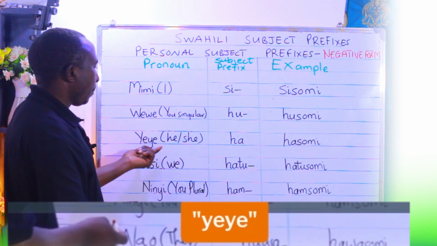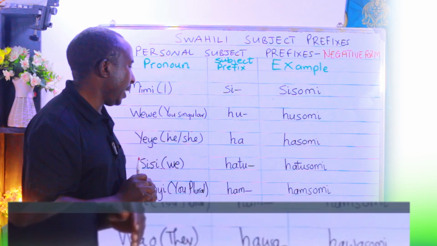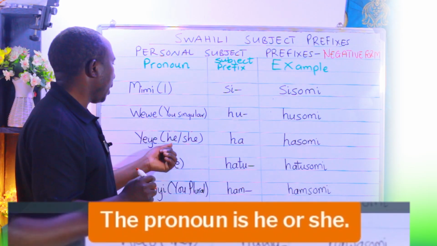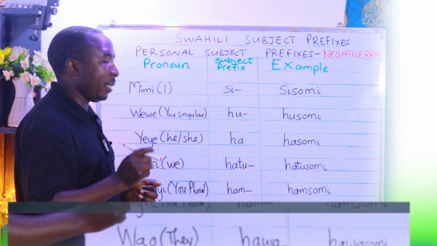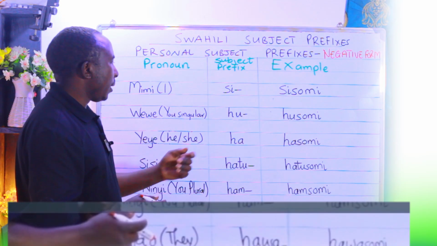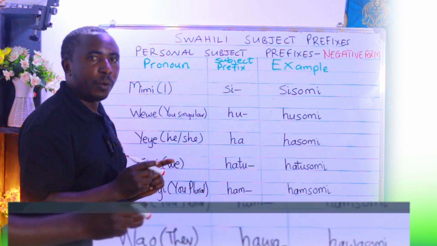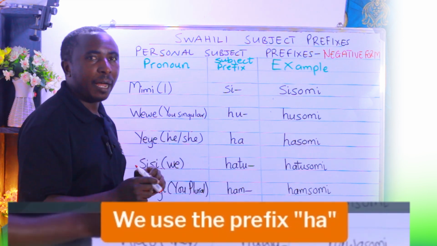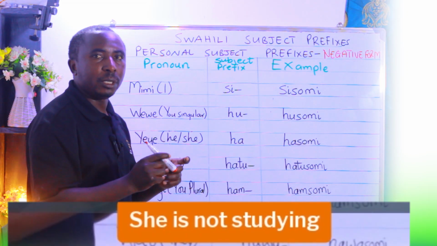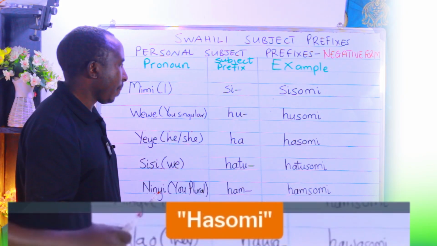Yeye. Yeye in Swahili. In English, we say he or she. The pronoun is he or she, but in Swahili, the pronoun is yeye. The subject prefix in negative form, we use the prefix ha. Hasomi. She is not studying, or he is not studying. Okay?